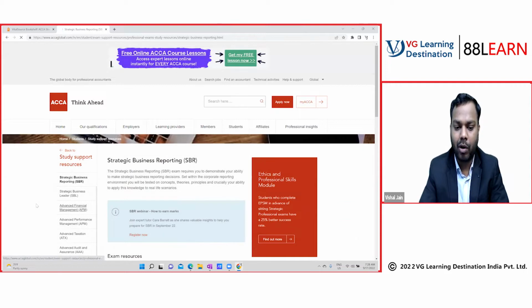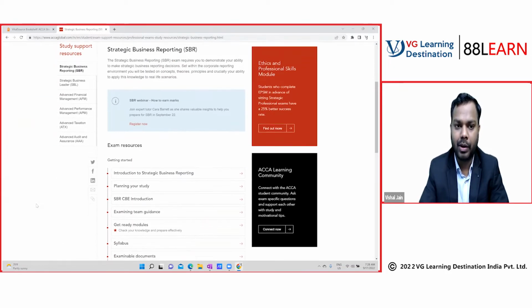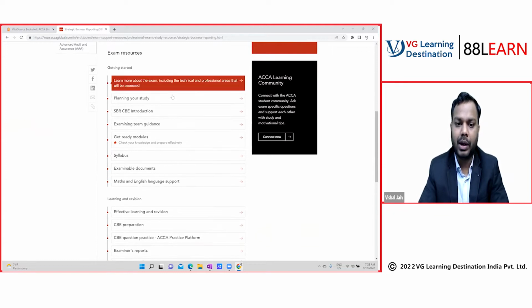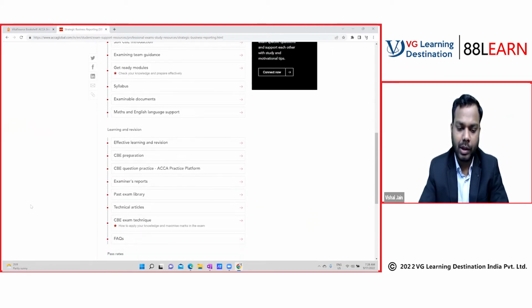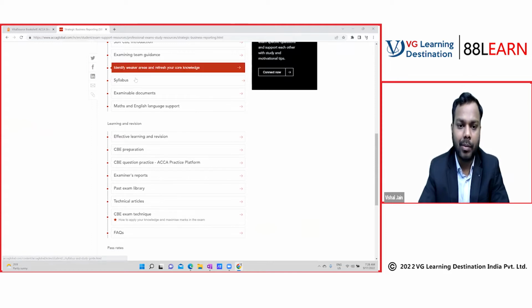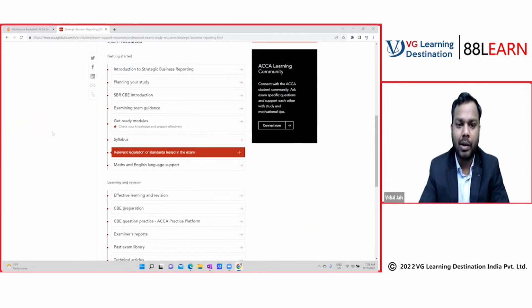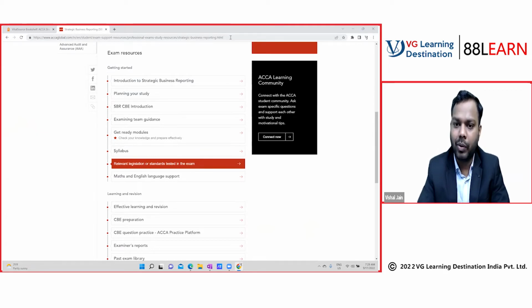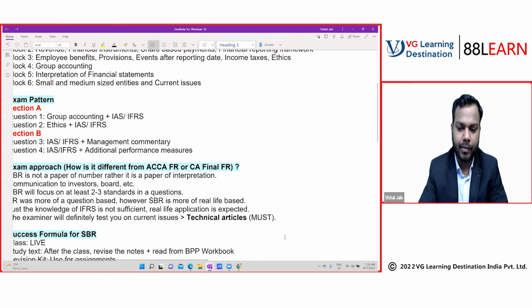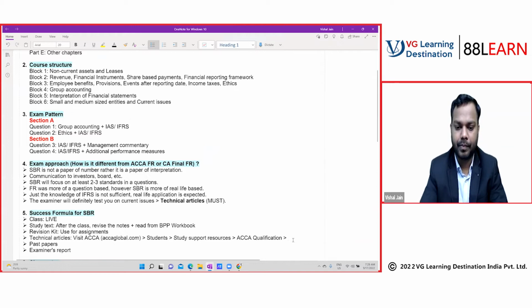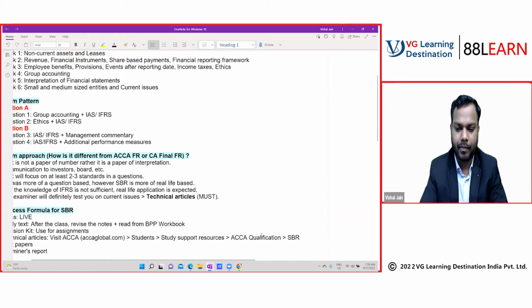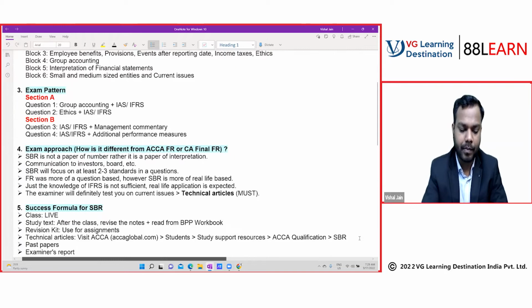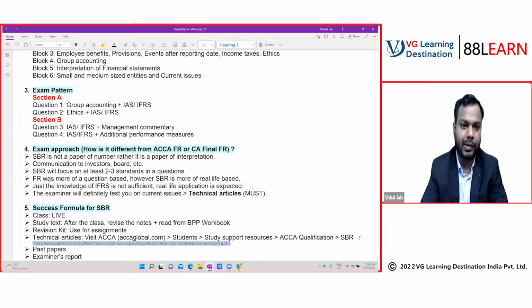And now see, you have all the data here. Technical articles, past exam library, examiner reports, effective learning and revision, examinable documents, syllabus, getting ready modules, examining team guidance, planning your study, everything is here. As an additional step, I'll copy this and paste it here, SBR. I think this will help you guys.